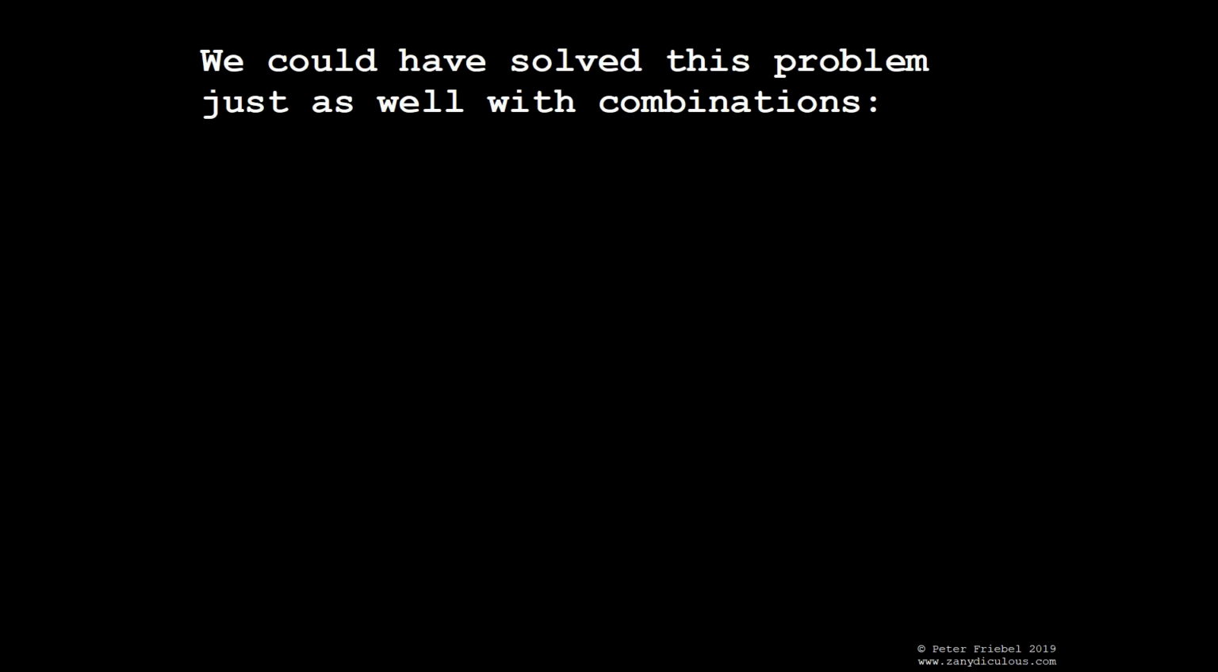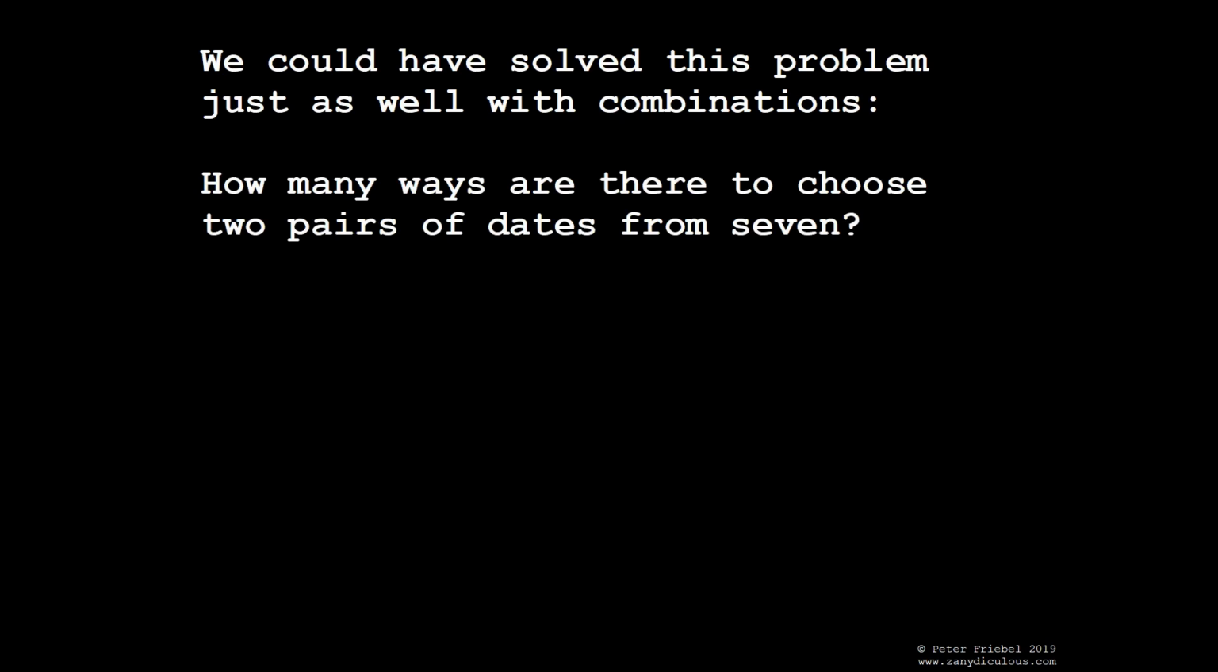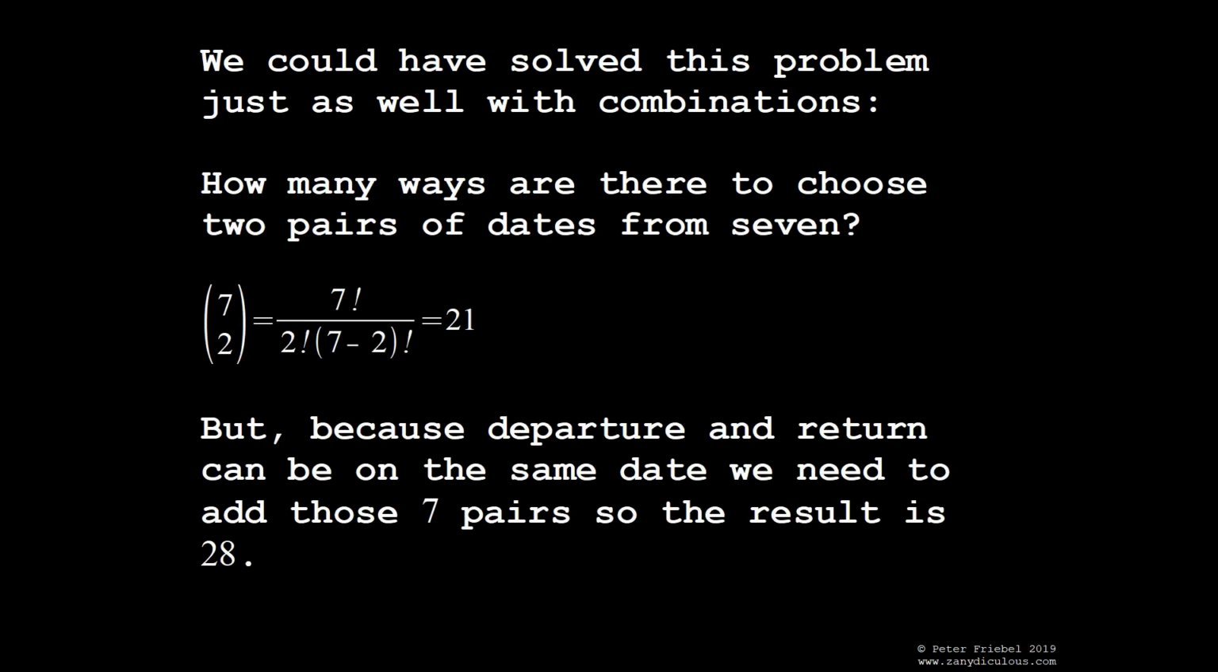We could have solved this problem just as well with combinations. How many ways are there to choose 2 dates from 7? Well, 7 choose 2, which is 21. But because departure and return can be on the same date, we need to add those 7 pairs, so the result is 28.